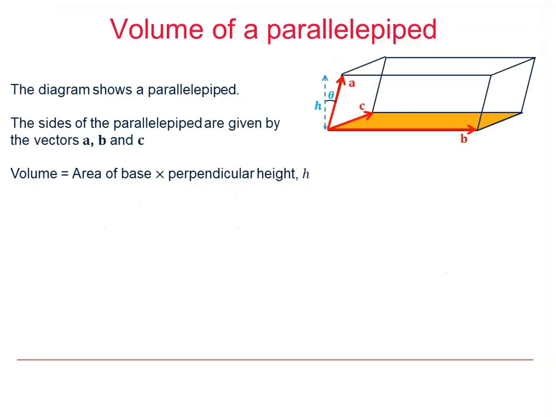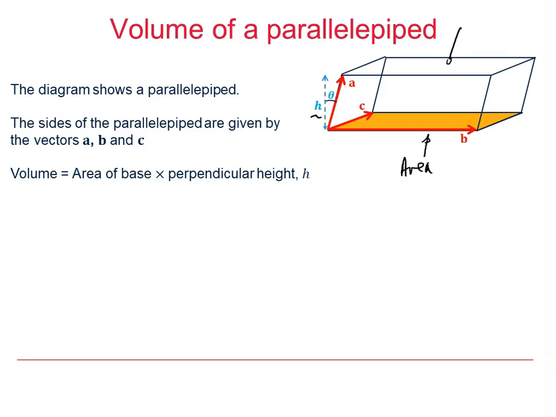This diagram is of a parallelepiped, which is basically a box which has been pushed over, so that opposite sides are congruent parallelograms. In this case, it's been defined by the vectors along the sides A, B and C. Now we know that the volume of this sort of object is equal to the area of the base, which is shaded, multiplied by the perpendicular height h.